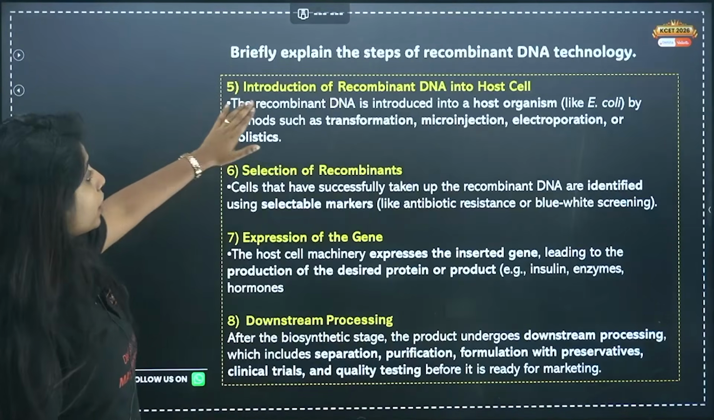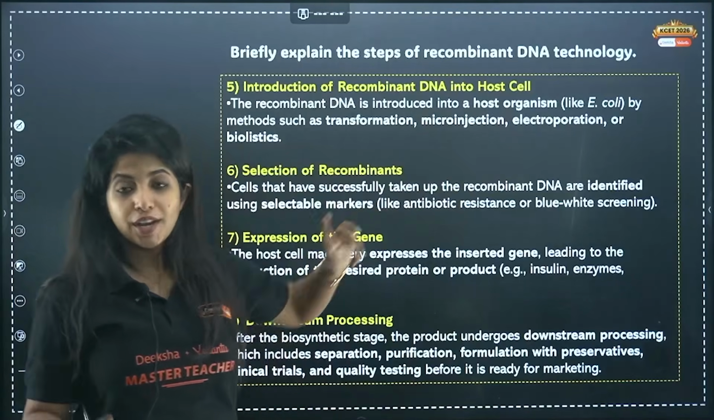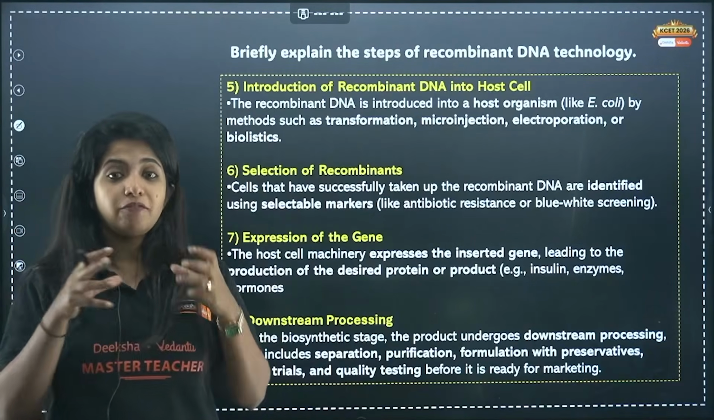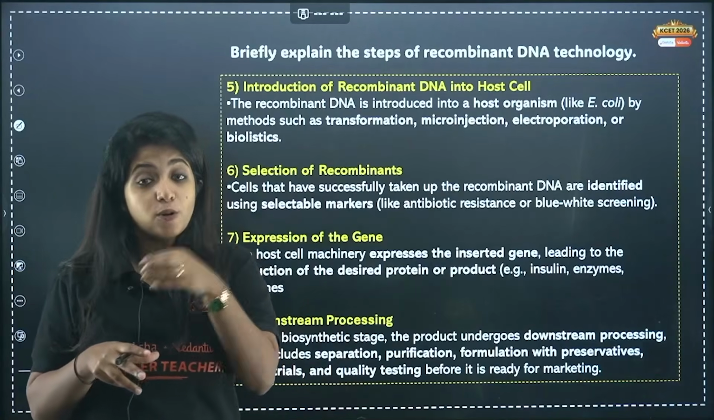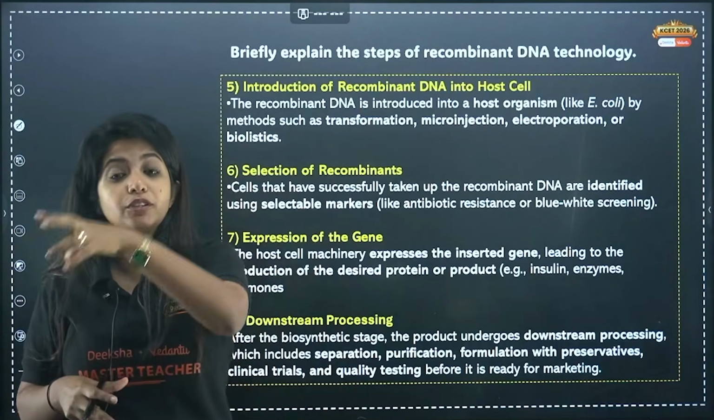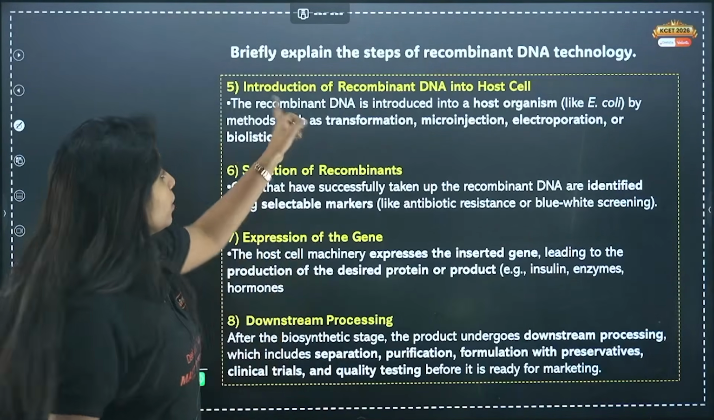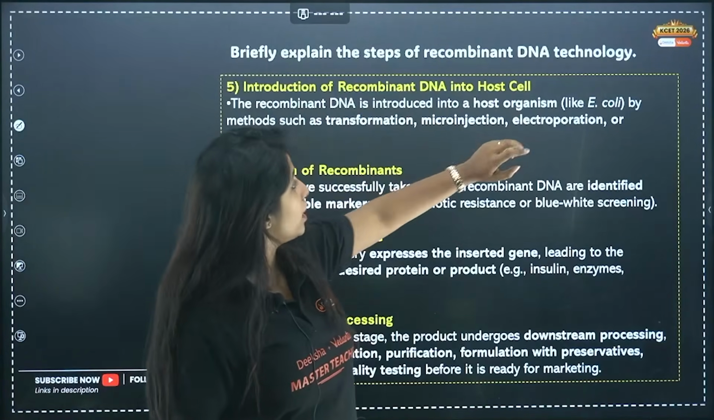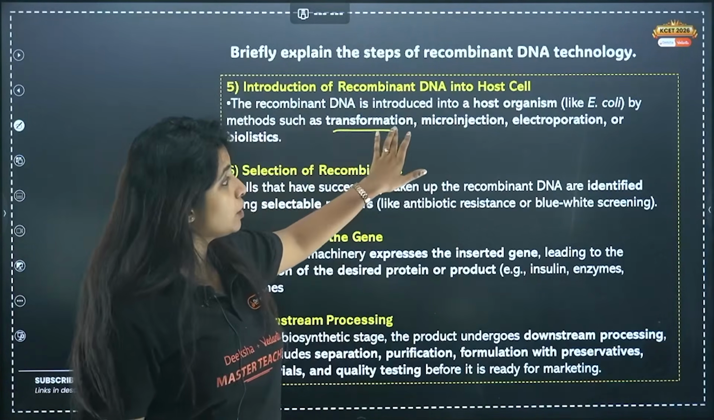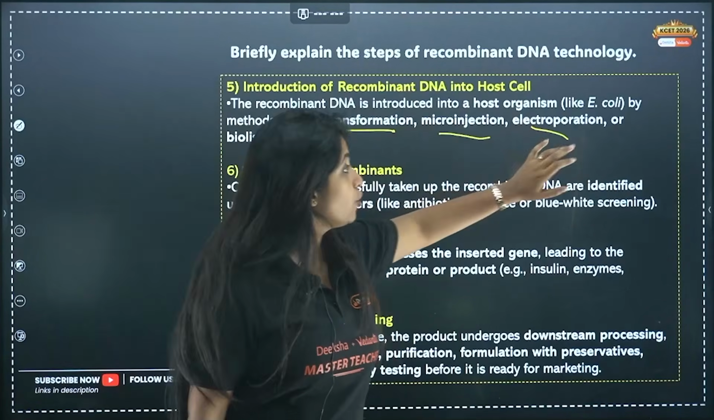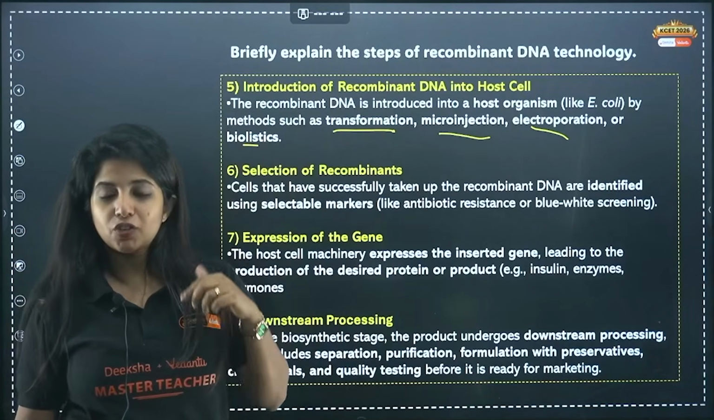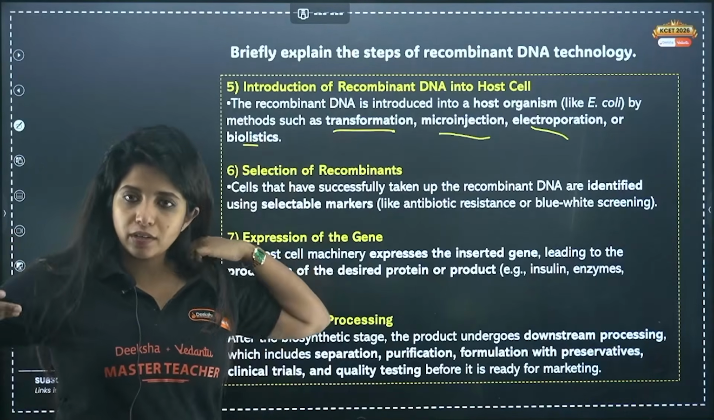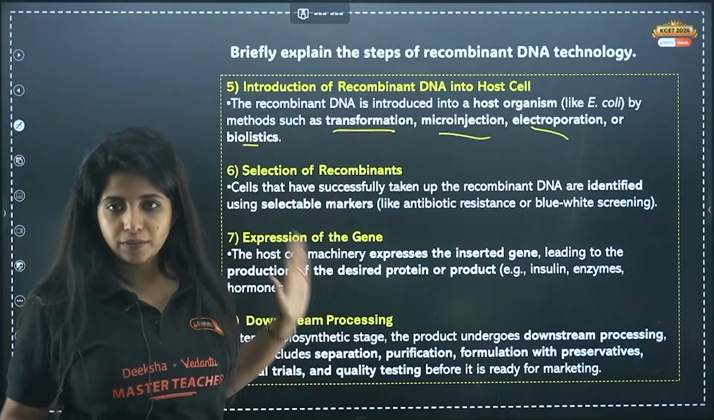Now what do you do? Introduction of recombinant DNA into the host. So now we have put it in the vector. Vector is different, host is different. Vector is the one who is going to carry it. Host is where you are going to put the whole thing. So recombinant DNA is introduced into the host organisms by methods such as transformation, microinjection, electroporation or biolistics. Whatever you can remember, please put it out there.